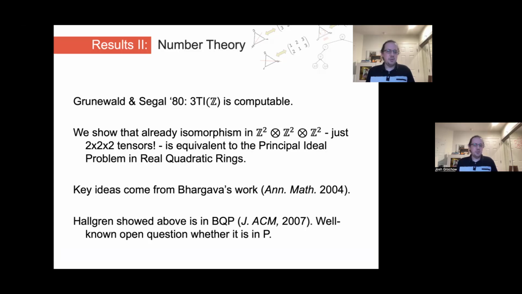And one of our results is to show that this is actually equivalent to the principal ideal problem in real quadratic rings. So this is a classic problem in number theory. The key ideas in this reduction come from Bhargava's work in the Annals of Math. And in terms of the complexity of this problem, it's actually an open question. Hallgren showed that the principal ideal problem in real quadratic rings is in BQP. And it's a well-known open question in computational number theory whether this problem is in P. So already over the integers in the 2 by 2 by 2 case, we see a very non-trivial number theoretic problem arising.